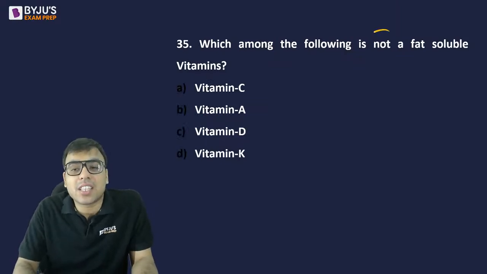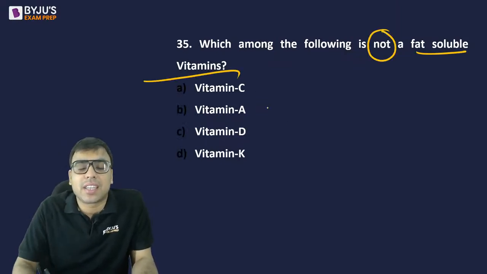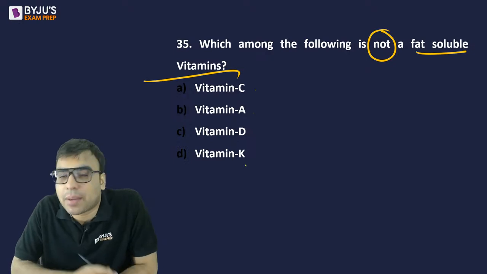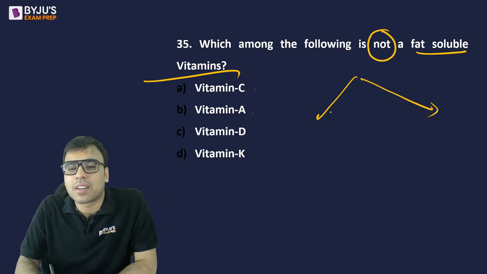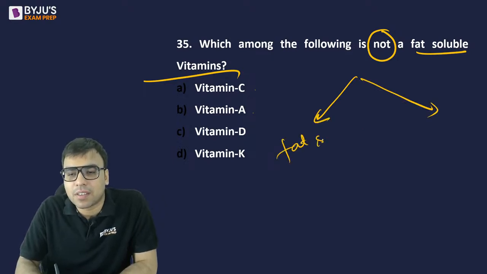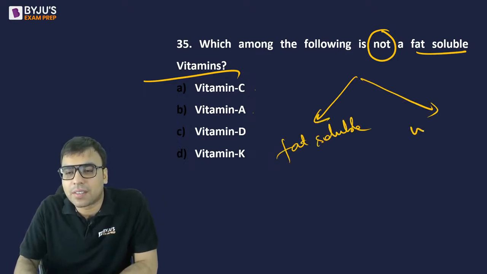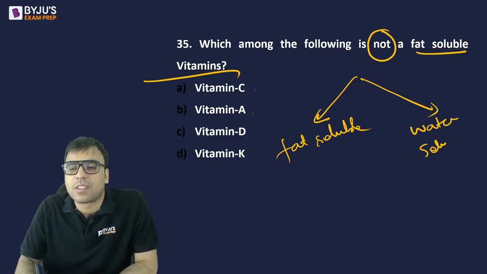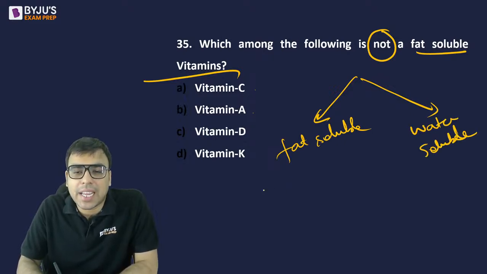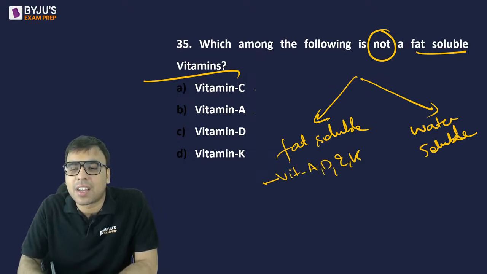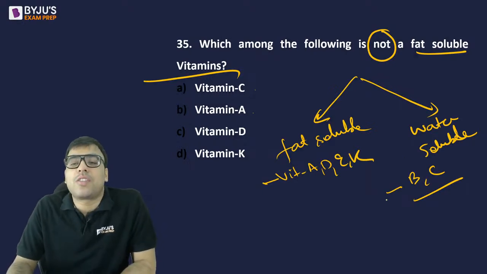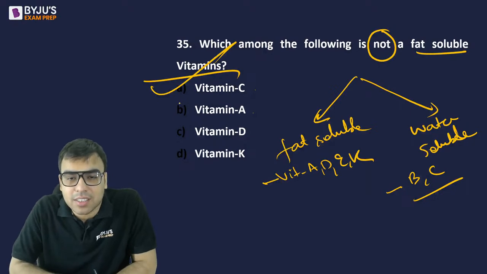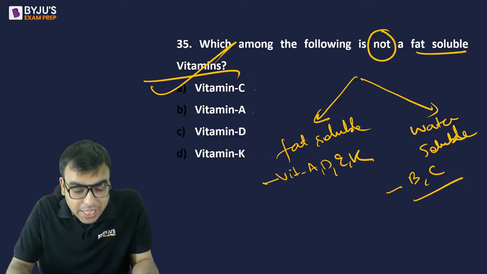The next one is question number 35. Which among the following is not a fat soluble vitamin? Vitamin C, vitamin A, vitamin D, vitamin K. I still remember I had taught this. There are 2 types of vitamins: fat soluble and water soluble. In fat soluble there are vitamins A, D, E, K. In water soluble there are vitamin B and vitamin C. So which of the following is not? So A is the right answer.